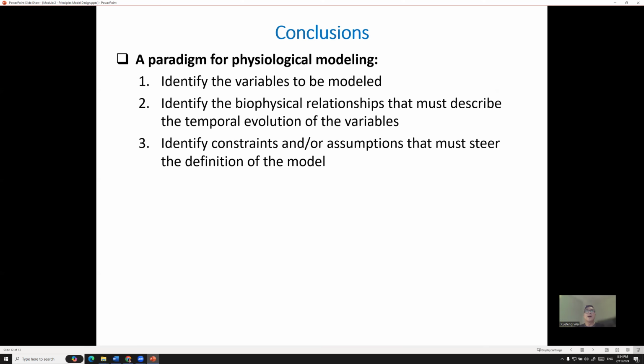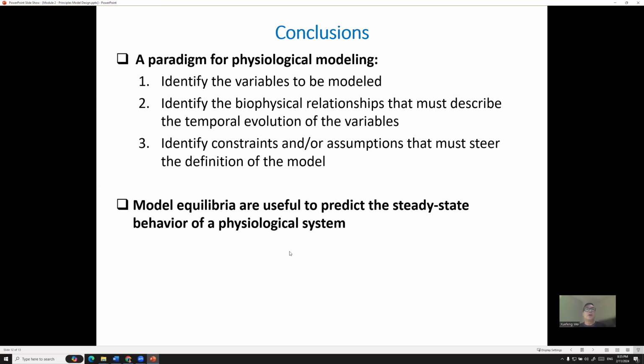Then we identify the biophysical relationships that must describe the temporal evolution of the variables. And then we should identify constraints and or assumptions. There may be constraints we should include, and there may be constraints we should ignore. In this case, you can see we include more and more constraints in order for our model to represent reality. So we identify constraints and or assumptions that must steer the definition of the model.